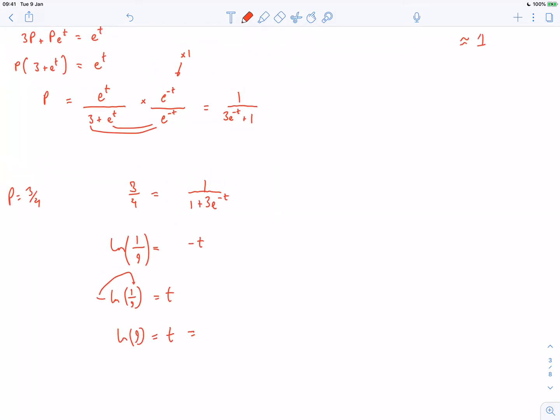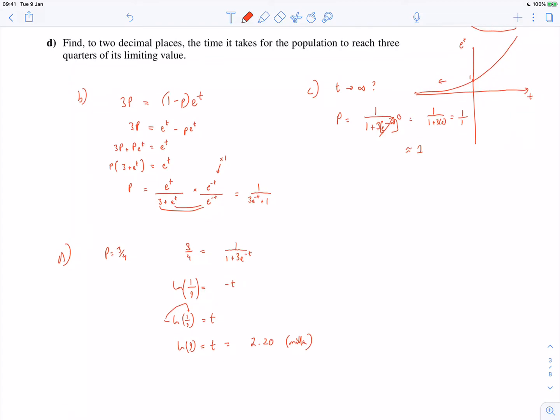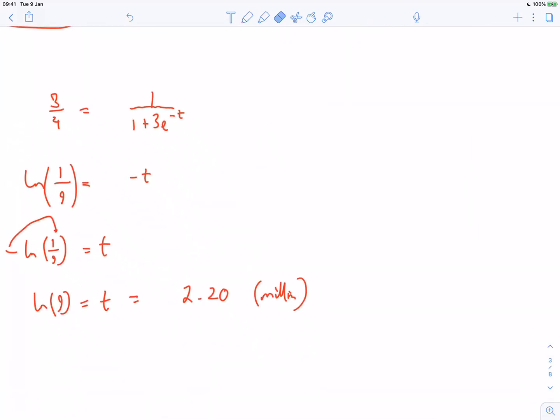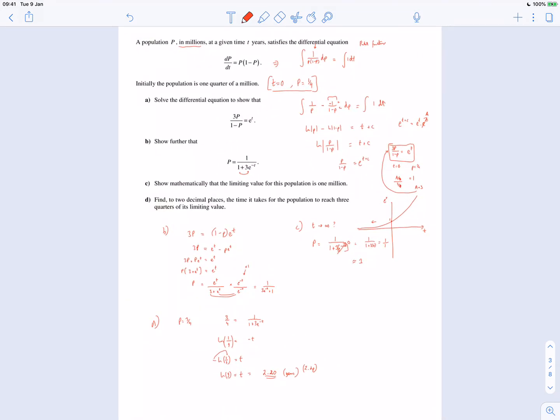So what was the accuracy? I want it to 2 decimal places. So 2.197, the 7 will round the 9 up. So it's 2.20 million. So the value of p, no, whoa. It's the time. T is in years. So it's 2.20 years. Okay, it's to 2 decimal places. So it looks like this population will be at 3/4 of its limiting amount after 2.2 years.